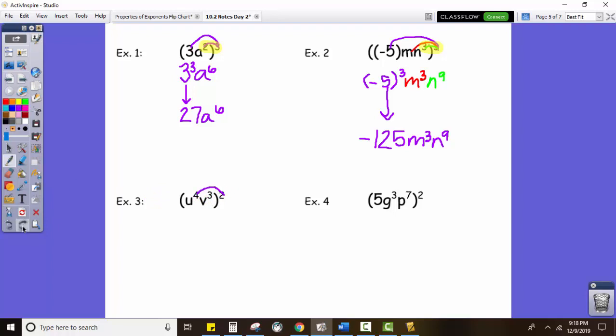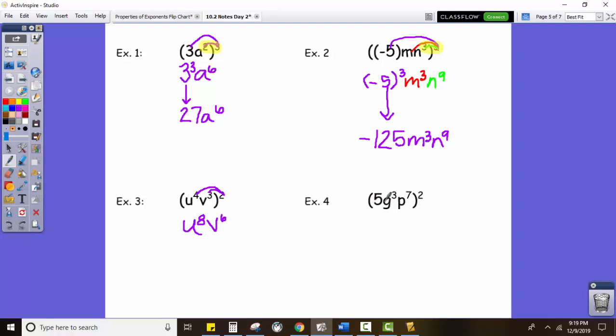So I'm going to distribute that power of 2 to u to the fourth. So remember, I need to multiply the exponents. 4 times 2 is 8. So I would have u to the eighth, and then v to the third to the second power. So power to a power, multiply my exponents. 3 times 2 would be 6. So v to the sixth.